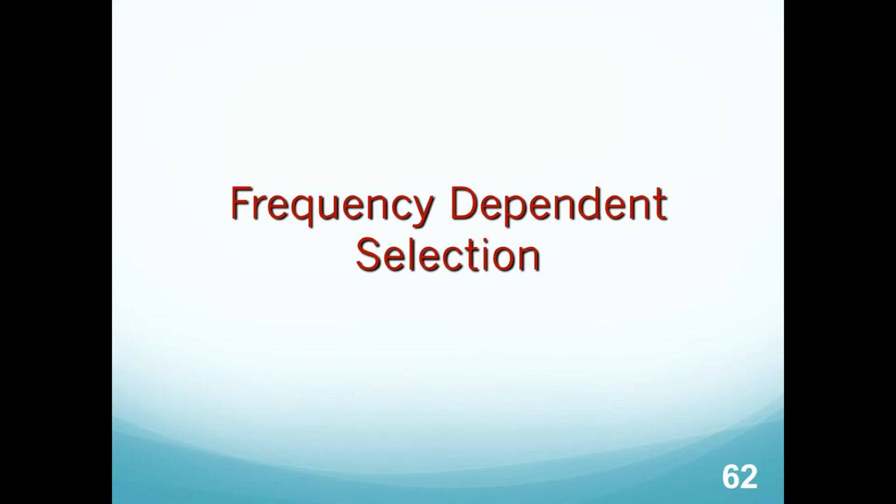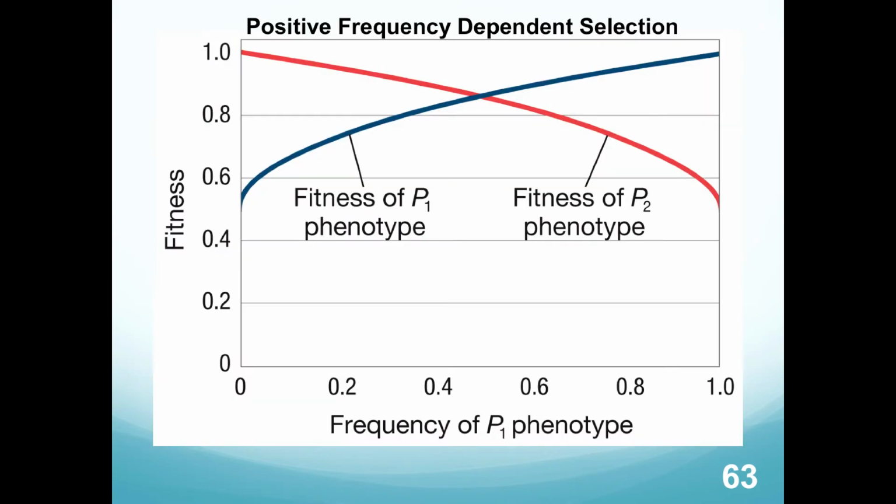The next two types of selection are frequency dependent, which means that they depend on the frequency of the allele to determine the strength of selection in the population. The first type of frequency dependent selection is positive frequency dependent selection, where the more common an allele is in the population, the more likely it is to be selected for.